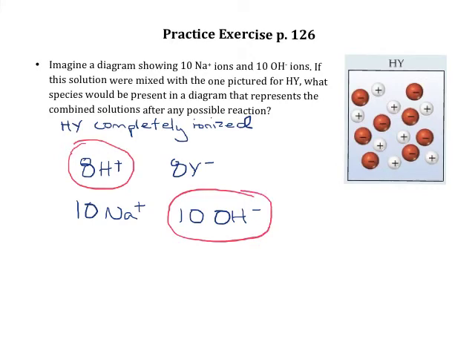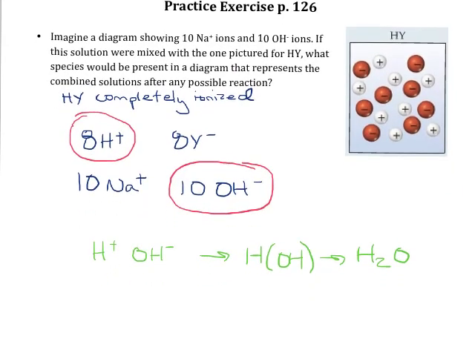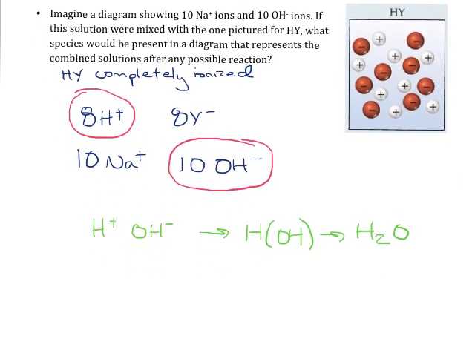When you combine H+ and OH-, you get HOH, which we usually write as water, H2O, which means I'm going to combine the H+ and the OH- to make water. However, in this case, I don't have equal amounts. Since I have 8 H+ and 10 OH-, I'm going to have some leftover OH-.